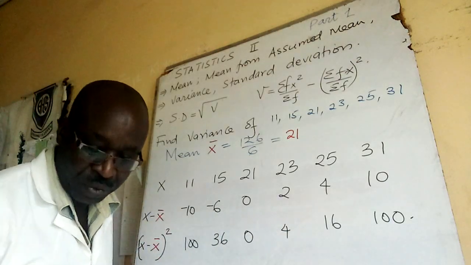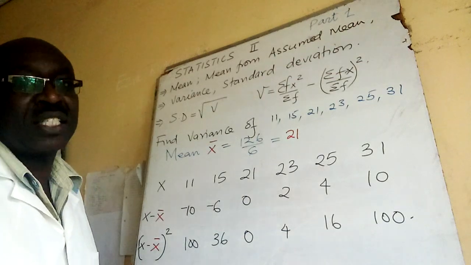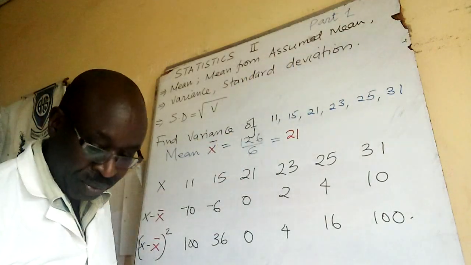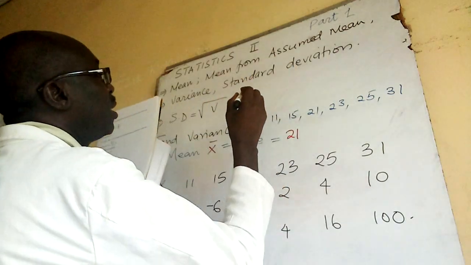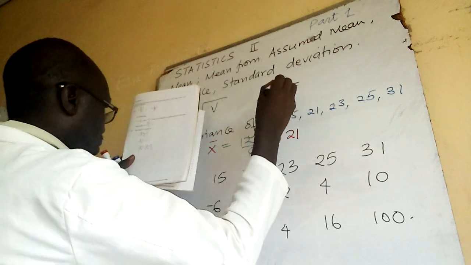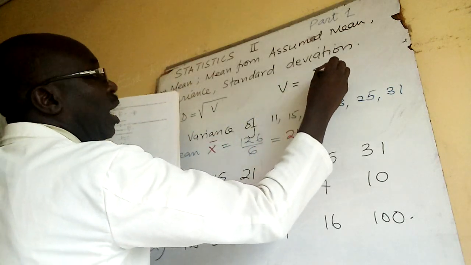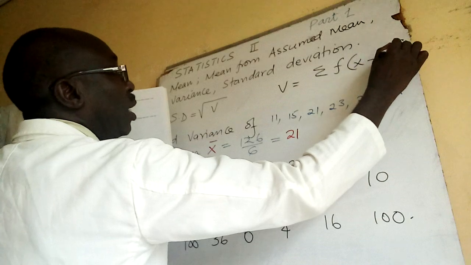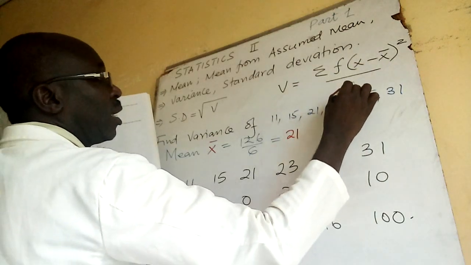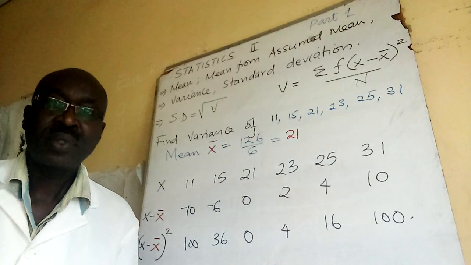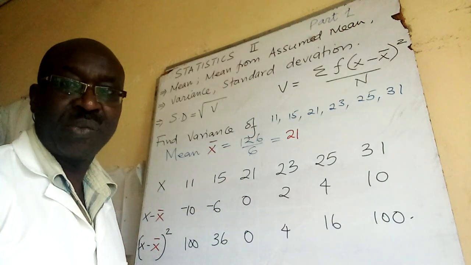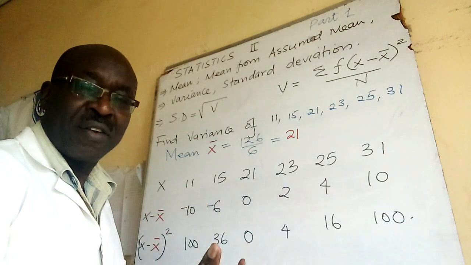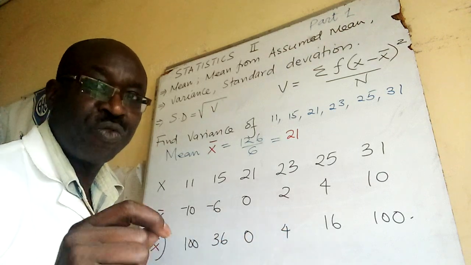what do you do? From the first formula, the very first formula says variance is equal to sigma f into x minus bar x, all squared, over n. That is the very first formula you see in your table. If you master the formula vis-a-vis data given, you move very fast.